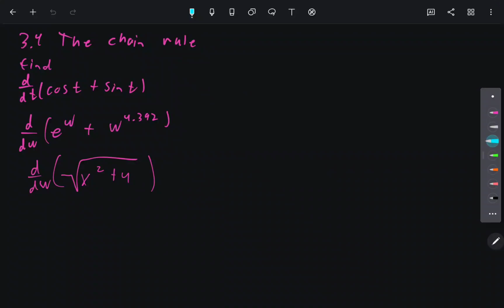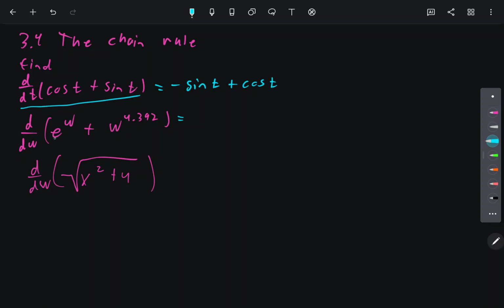In today's video, we're going to be going over topic 3.4, the chain rule. So to start out, I have some review questions, and it's always good to review what you've already learned, it just reinforces what you know. For this first problem, we have the derivative with respect to time of cosine of t plus sine of t. Well, the derivative of cosine of t is negative sine of t. The derivative of sine of t is cosine of t. So we get negative sine of t plus cosine of t as our answer.